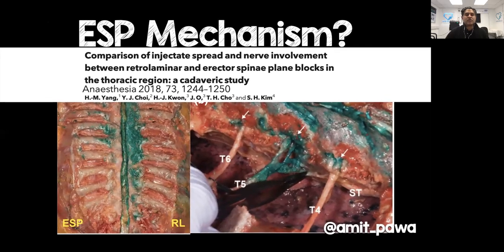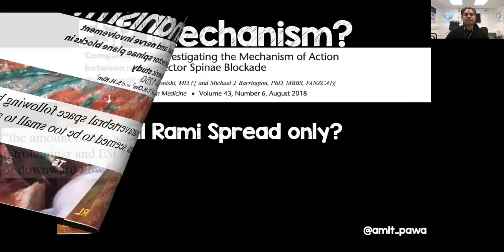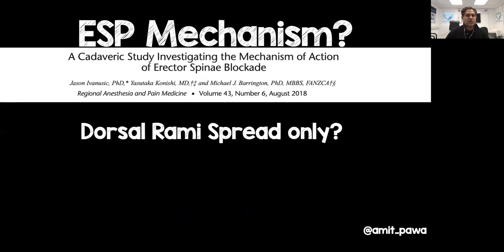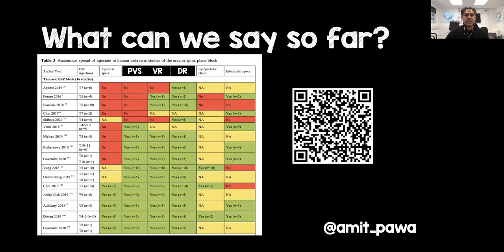Lots of other people have tried to repeat these studies, and this is another study comparing the erector spinae plane block with the retrolaminar block. Now, although they showed local anesthetic going into the paravertebral space, they thought the amount of dye going in there was too small to allow for upward or downward flow. Another study here looking at cadavers in ESP, and they only showed local anaesthetic spreading to the dorsal rami. Again, here you can see the ventral rami have been completely unstained.